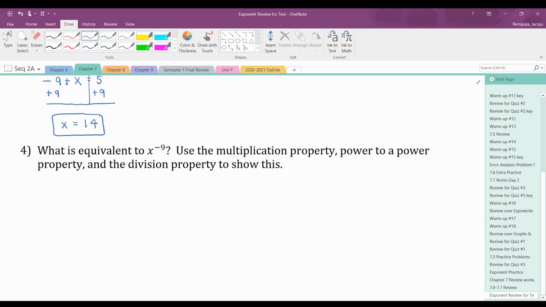So that means that if I have 3 different properties that I want to focus on, we're going to come up with 3 different problems that when I simplify, they're going to turn into the answer of x to the negative 9th. So let's first look at the multiplication property.